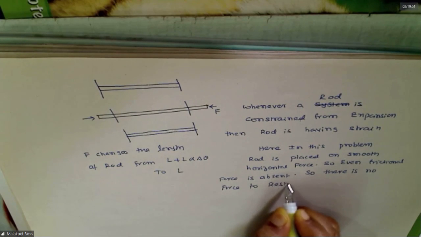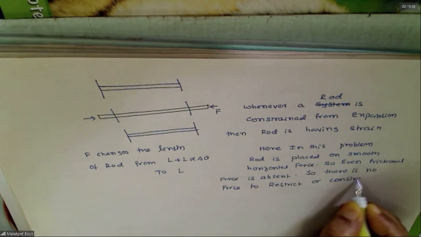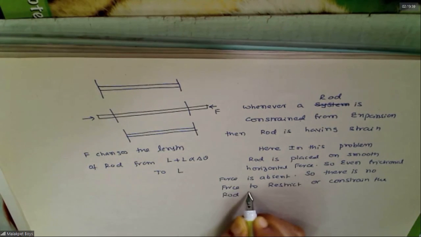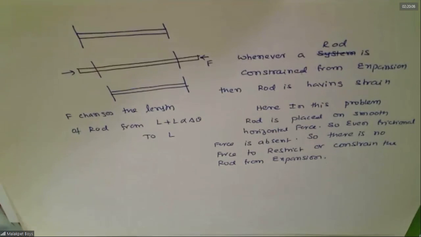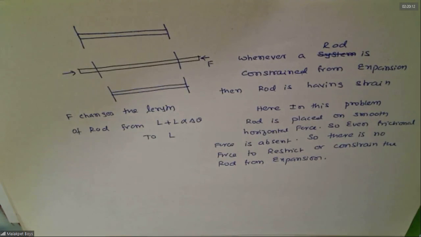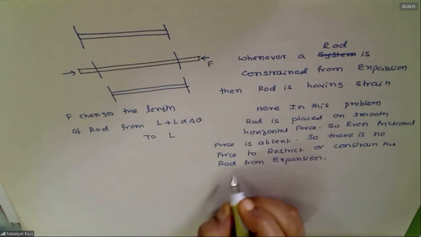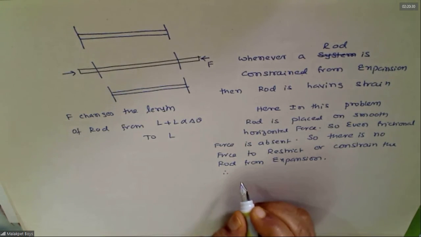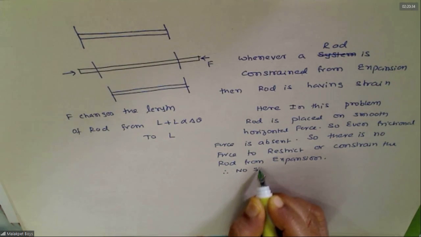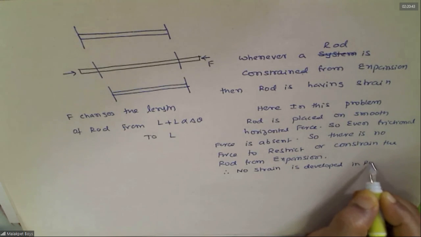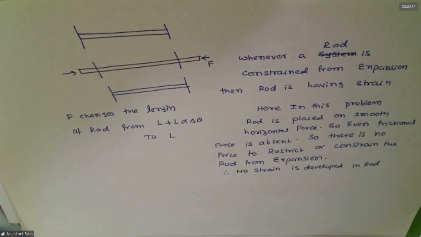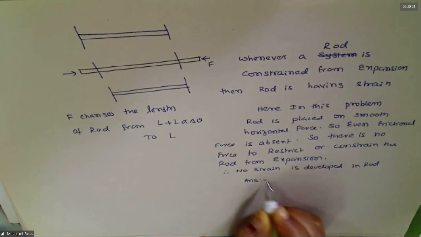To restrict expansion or constrain. Do you agree with this? Agree, sir. Clear? Sir, if the surface is rough, then strain will be present. If the surface is rough, then there will be a constraint. Yes, sir. Agreed? Clear? What is the answer? 0. The answer is 0.